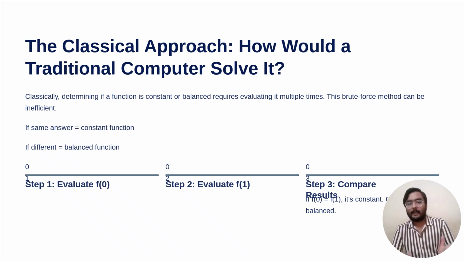The classical approach to determining if a function is constant or balanced requires evaluating it multiple times. Step 1, evaluate f of 0. Step 2, evaluate f of 1. Step 3, compare the results.